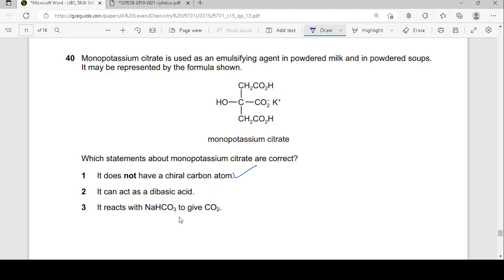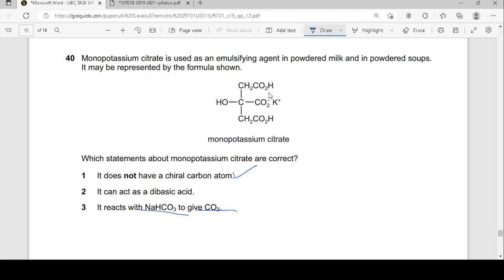Dibasic acid. What does that even mean? Like, it means it has two bases and it's an acid. Like, this is one base. Dibasic acid. Let's look at this one. It reacts with NaHCO3 to give CO2.